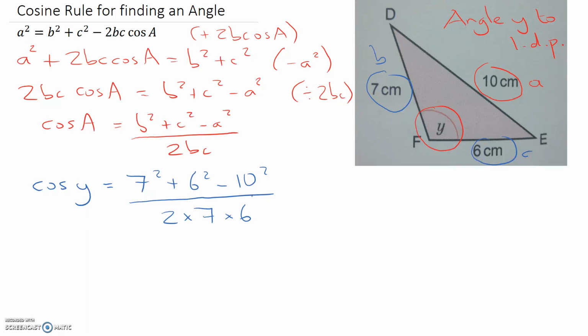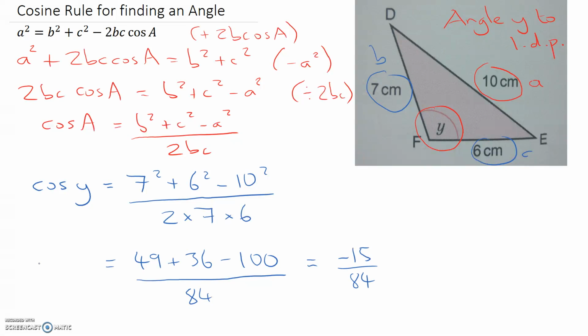Okay, so we can now simplify that expression. We get 49 for our 7 squared, 36 for our 6 squared, and 100 for our 10 squared. On the denominator, we've got 2 times 7, which is 14, times 6, which is 84. I make the numerator now 49 plus 36, which is 85, minus the 100 is minus 15, divided by 84. Again, we need to remember that that's the cosine of y, not y.